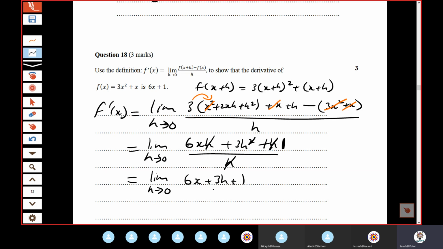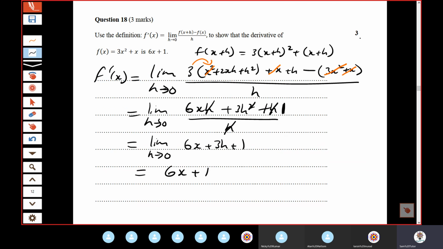By the time you sub in h is 0, you actually get 6x plus 1. Otherwise, everyone gets 6x and they're like, well, where did I go wrong? And pretty much that's the mistake you would have made. So be careful. If you know the derivative, and you realize you're missing a constant, it's usually because you probably cancelled it out. So just be aware of that.